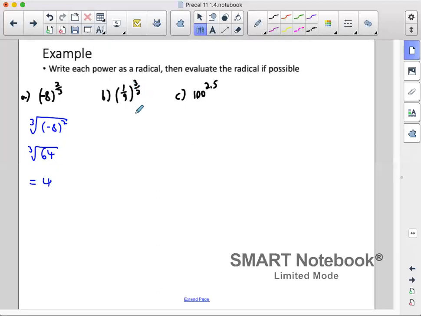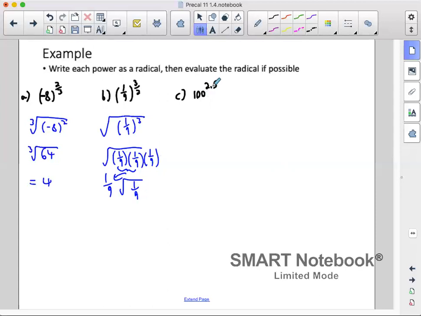Next one, we have 1 over 9 to the 3 over 2, so therefore it's a square root of 1 over 9 cubed. In this case, I could fully expand this, but I also know 1 over 9 cubed is the same as 1 over 9 times 1 over 9 times 1 over 9. Now we have 2 of these, so we can actually move 1 in front. There, so we've got 1 over 9. So that's where these 2 went. Root of 1 over 9.